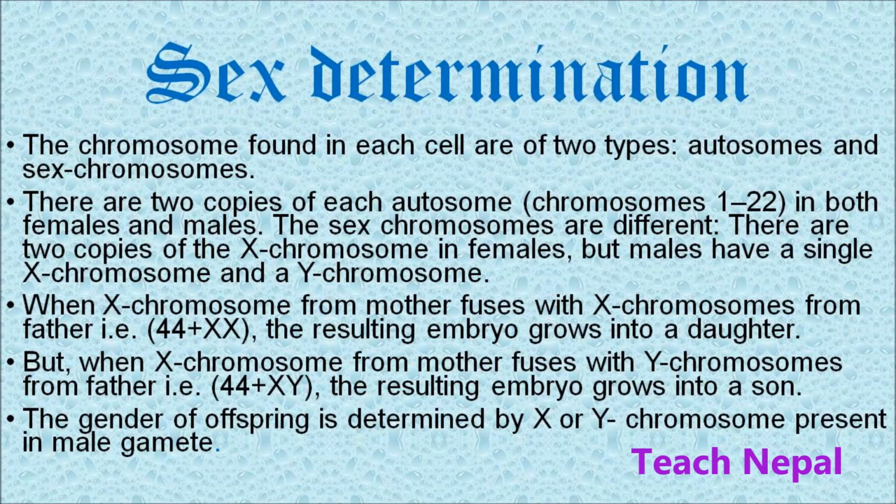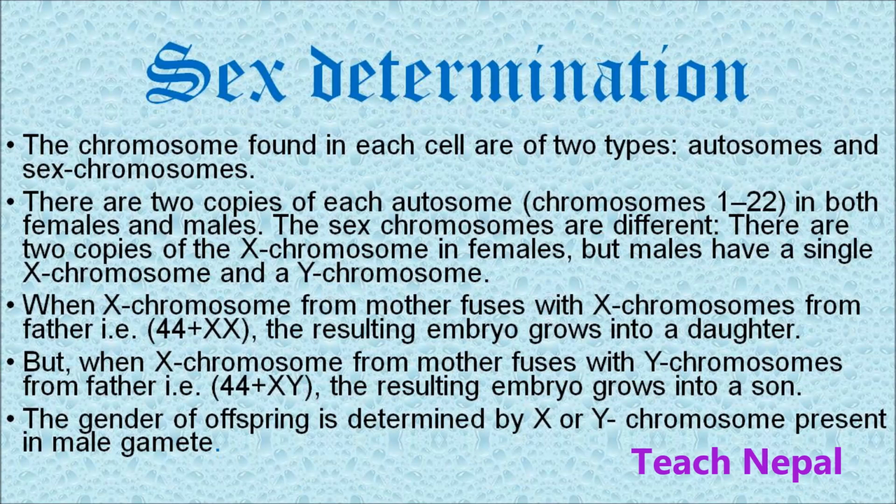Sex determination is the process of determining the gender of newly born babies or offspring. We know that the cell contains two types of chromosomes, autosomes and sex chromosomes. From pair 1 to 22, all are autosomes, and the 23rd pair in male is X and Y, and in female, X and X copies of the chromosome are found. That is, in male there is 44 plus XY, and in female there is 44 plus XX.